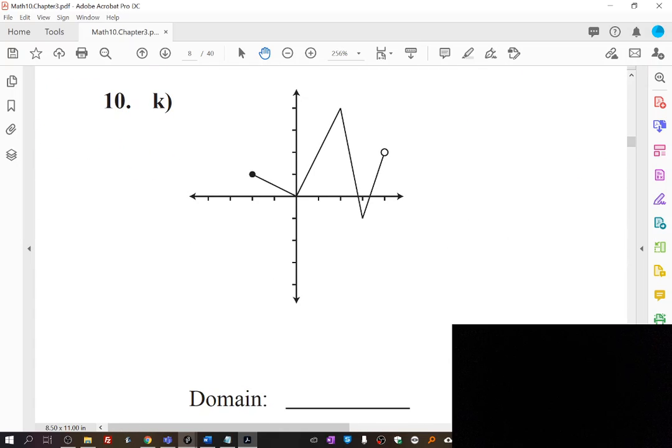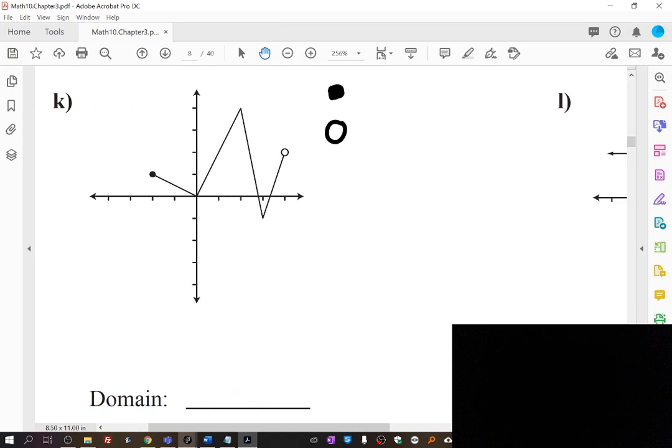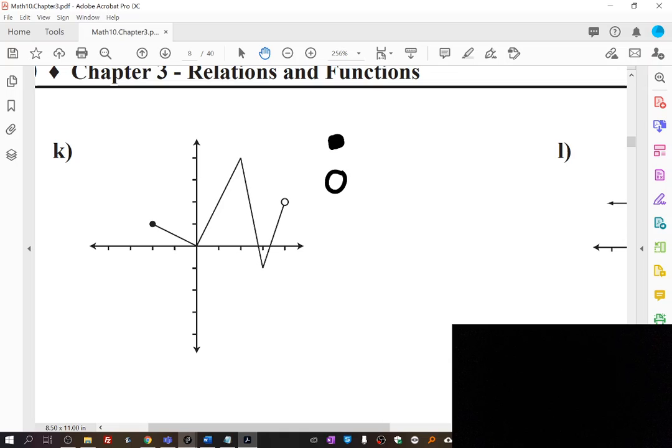When we get to K, I want you to know about the difference between a dot that's solid and a dot that's hollow. So a dot that's solid means including.